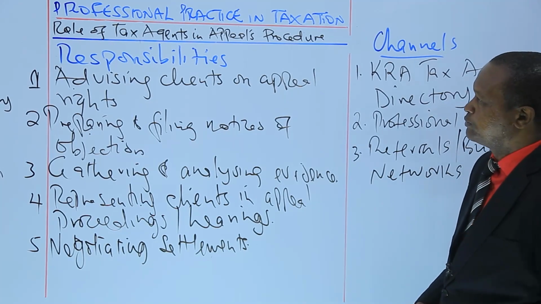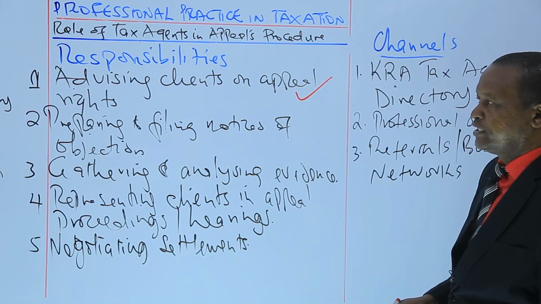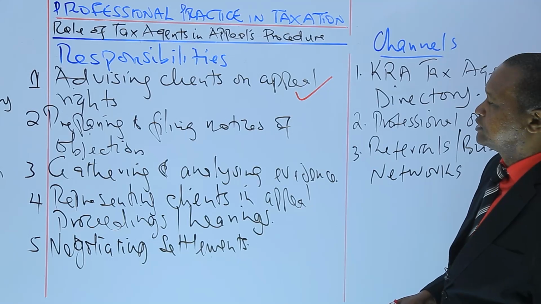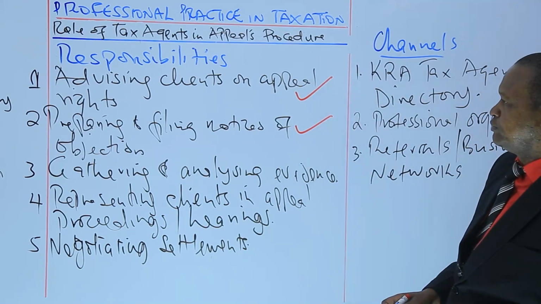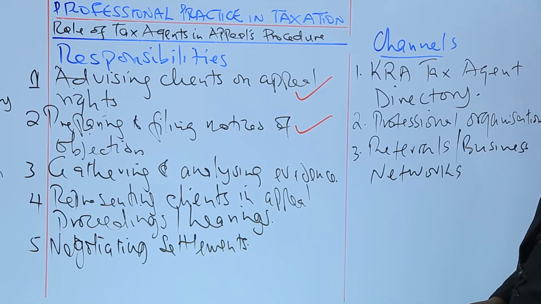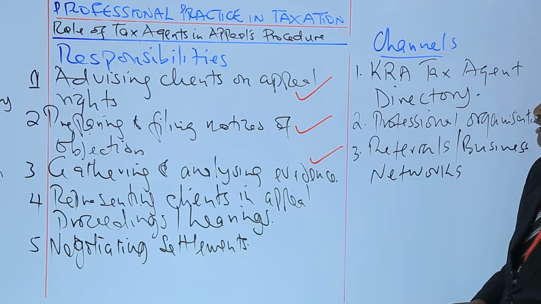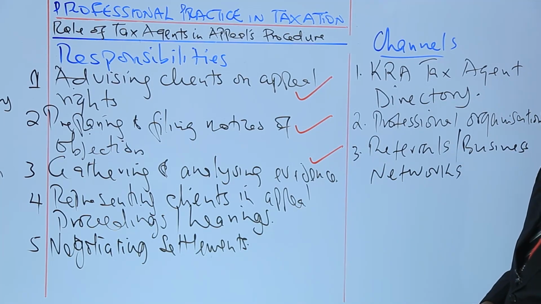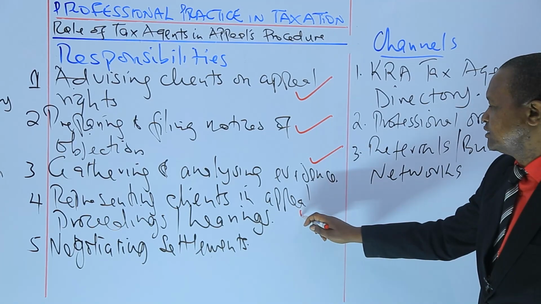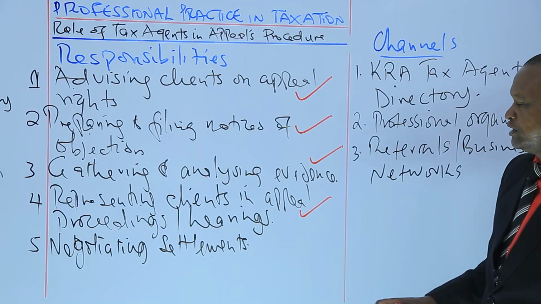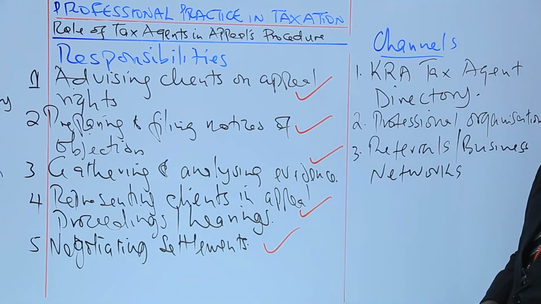The first role or responsibility is advising clients on appeal rights. Tax agents may also help prepare and file notices of objections. The third responsibility is gathering and analyzing evidence. Number 4, representing clients in appeal hearings. Number 5, they may help in negotiating settlements.